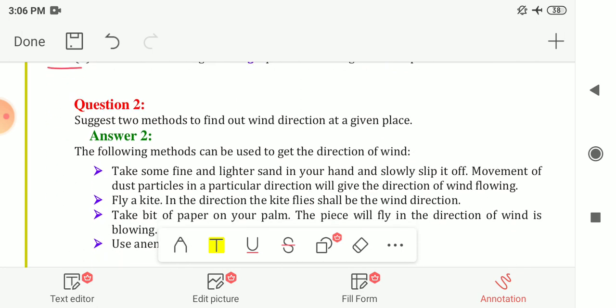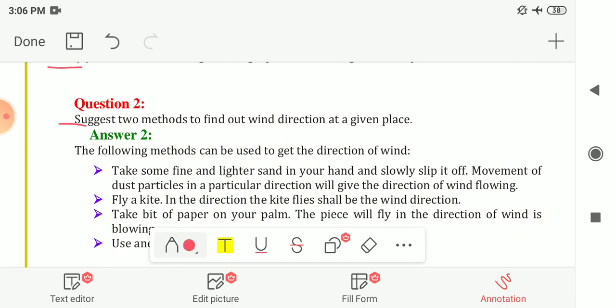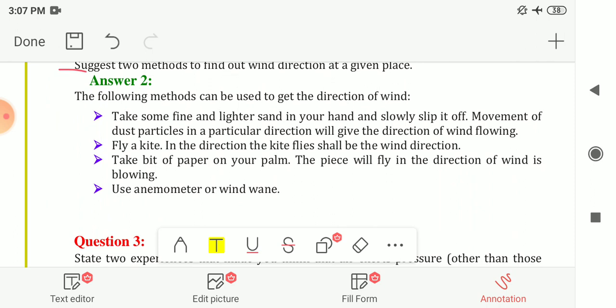Next, question number 2 is: suggest two methods to find out wind direction at a given place. So the following methods can be used to find the direction of wind. Take some fine and light sand in your hand and slowly let it slip from your hand. The movement of dust particles in a particular direction will give the direction of the wind flowing. This you had already tried. So by this we can find the direction of the wind.